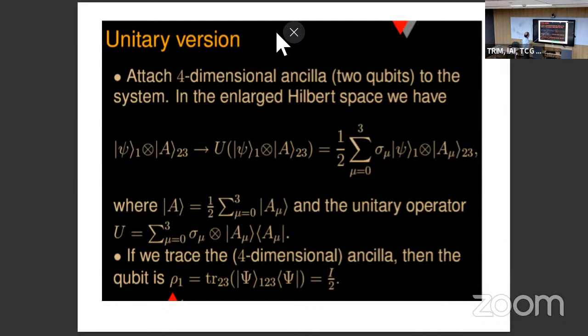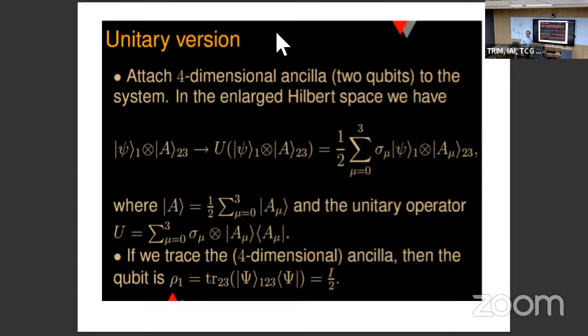Then you do a unitary transformation, which is essentially a controlled unitary. Then you can map to this sigma mu psi tensor with A mu. Now what is A mu? A mu are essentially orthogonal vectors for the 2-qubit Hilbert space, and you take your ancilla state initially to be an equal superposition of all the orthogonal states. And what is the unitary here? The unitary is explicitly given by this. This is your conditional unitary or controlled unitary, a slightly generalized version of your CNOT gate. And from this, if you trace out this ancilla, you will get indeed 1/4 the sum over mu of sigma mu psi psi sigma mu, the randomizing channel.